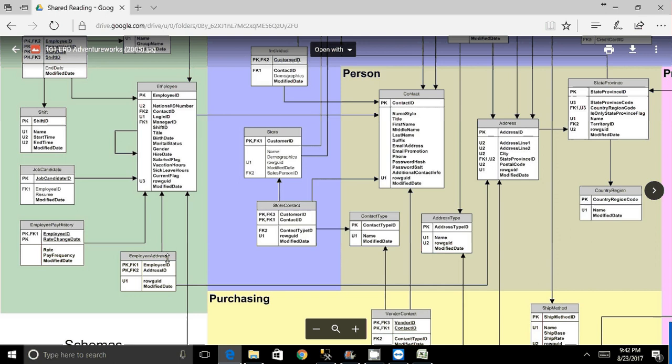It's an important interview question that can be asked when you have a many-to-many relationship between two tables. How do you implement it? By introducing a junction table.